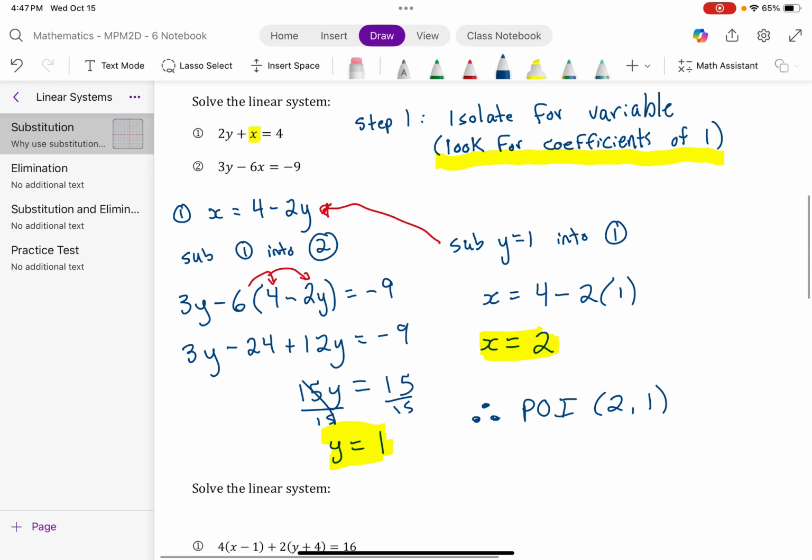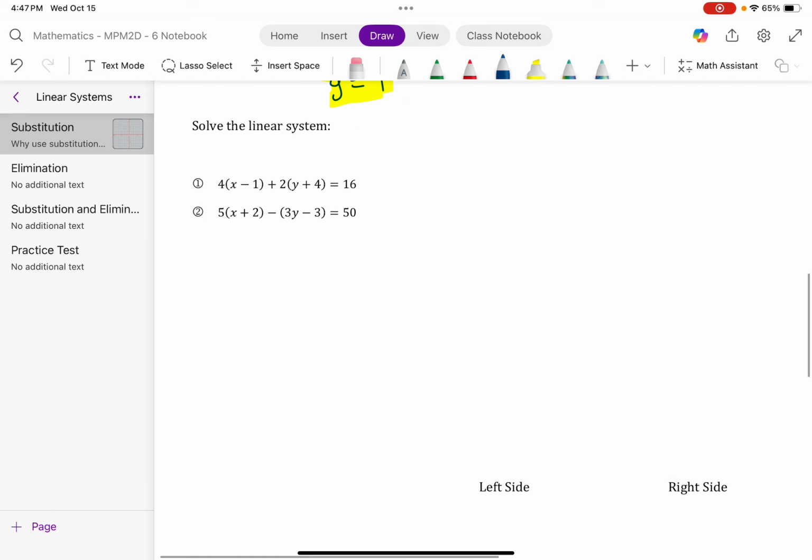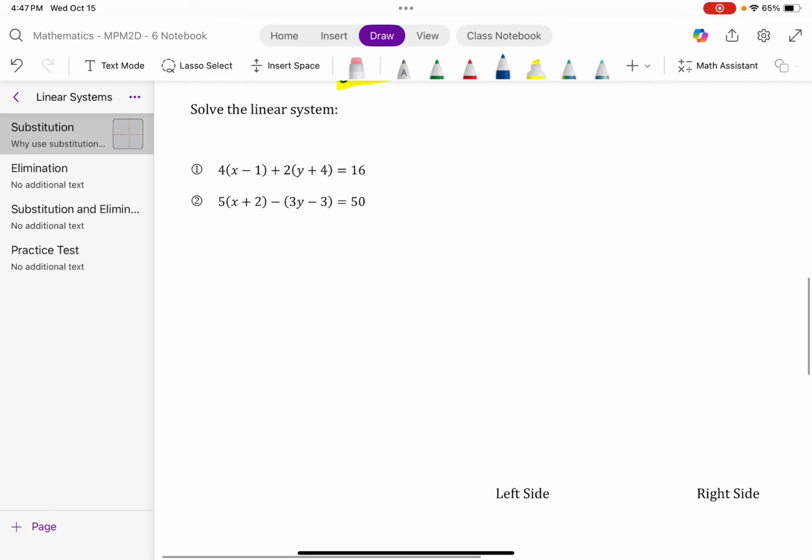All right, we'll do one more example here. This one involves a little bit of distributing. So in this case here, we have solve each linear system. It doesn't look as familiar to us as what the previous questions looked like, but regardless, all we need to do first is start off by simplifying each of these equations and distributing into the brackets appropriately.